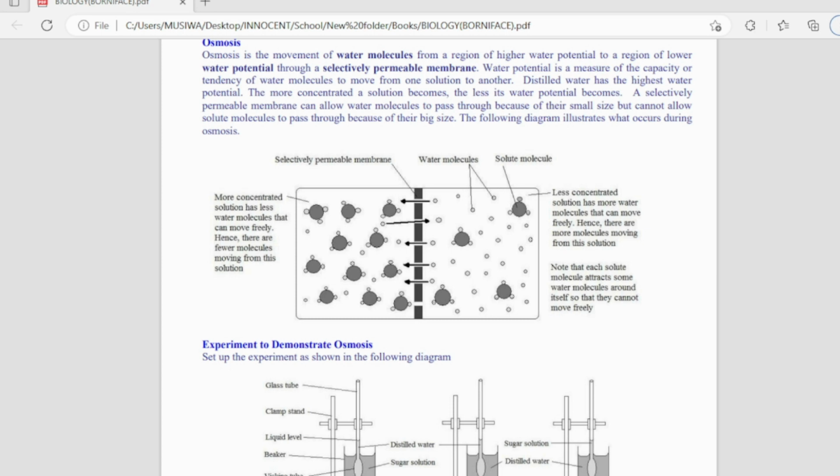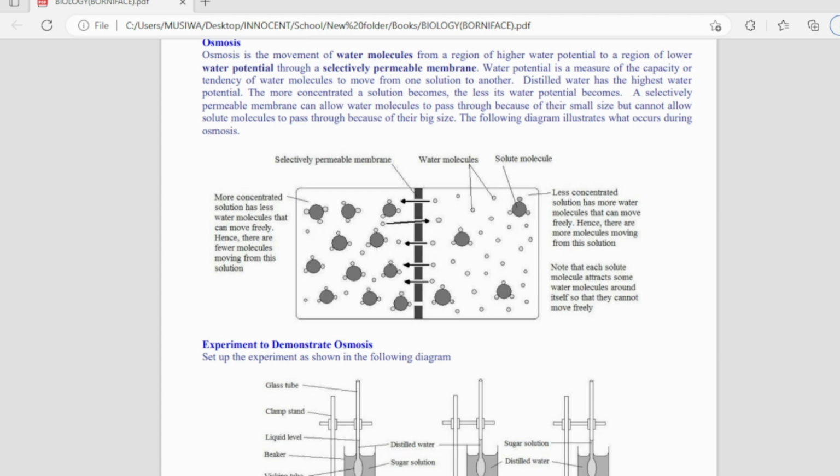So what is osmosis? Osmosis is defined as the movement of water molecules from a region of higher water potential to a region of lower water potential through a selectively permeable membrane. What is very cardinal for you to note is that every time you are defining what osmosis is, you have to mention the presence of a selectively permeable membrane.